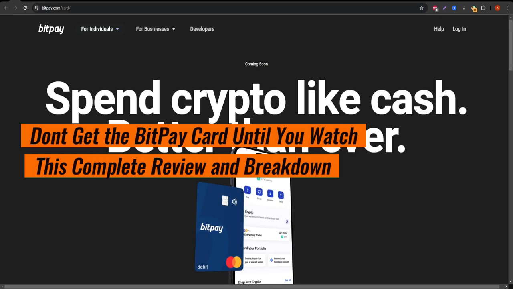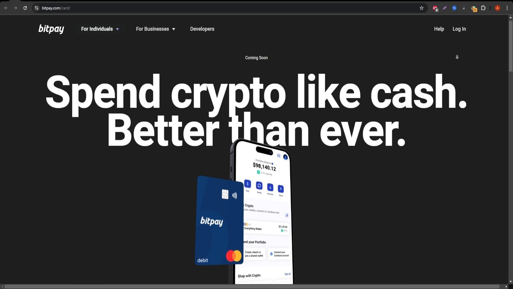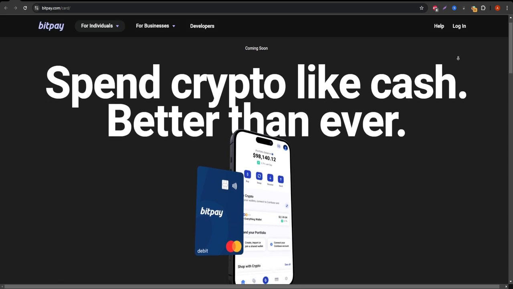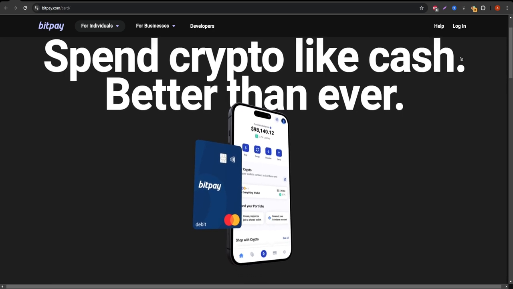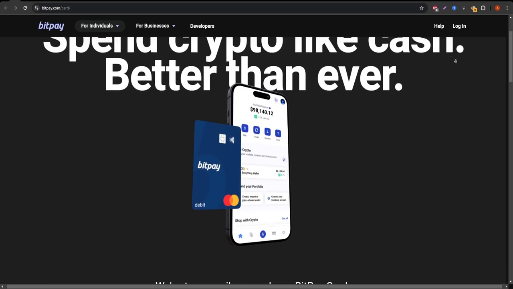If you're thinking about getting the BitPay debit card, make sure to watch this video all the way through to get the complete picture. I'll give you an honest and detailed review of its features, advantages, disadvantages, and what to expect if you use it.